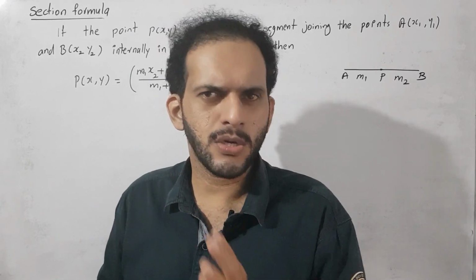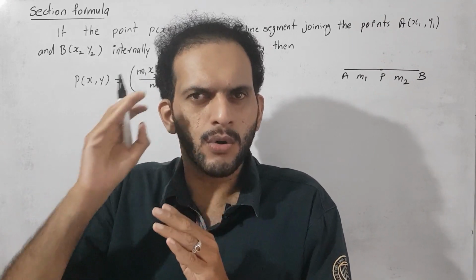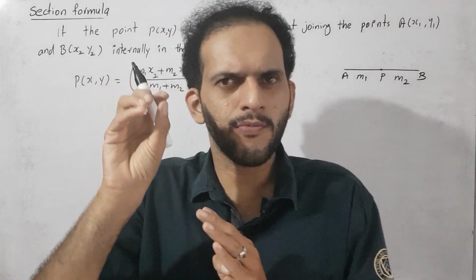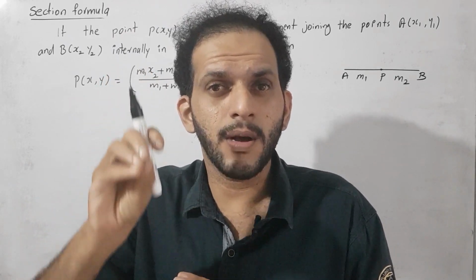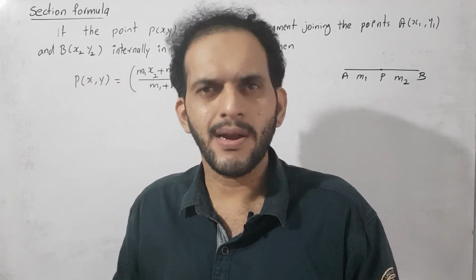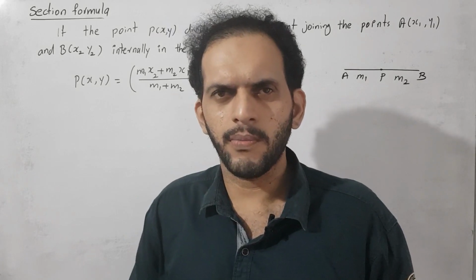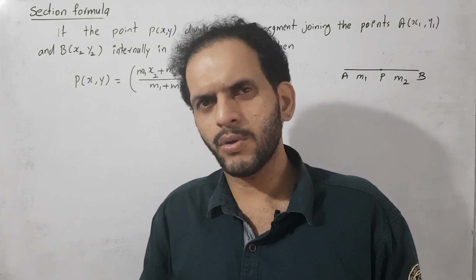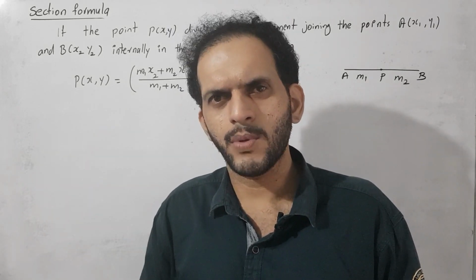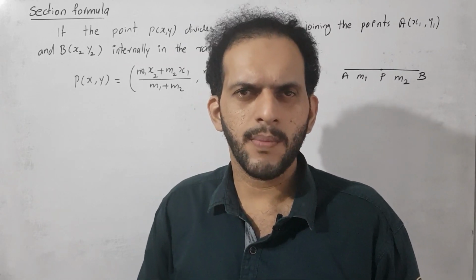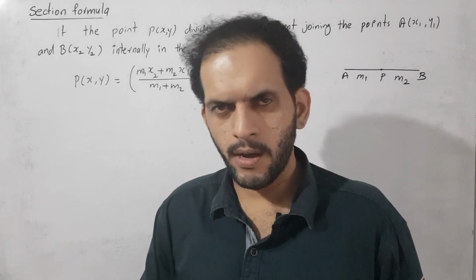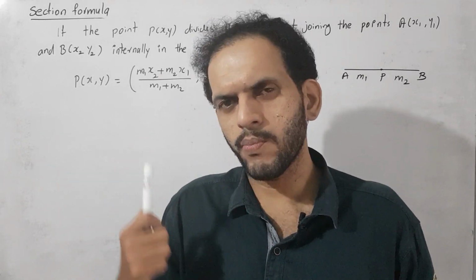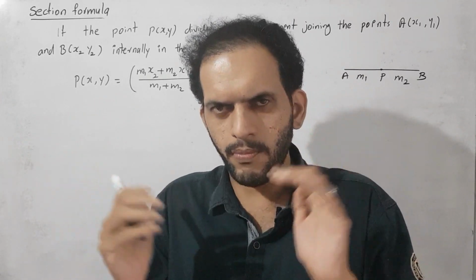We have many applications of this formula, but don't forget the idea. Section formula is a formula for finding the coordinates of the point which divides the line segment. Then what is section formula? Section formula is (m1x2 + m2x1)/(m1 + m2) for the x coordinate, and (m1y2 + m2y1)/(m1 + m2) for the y coordinate, always in the form of a coordinate.